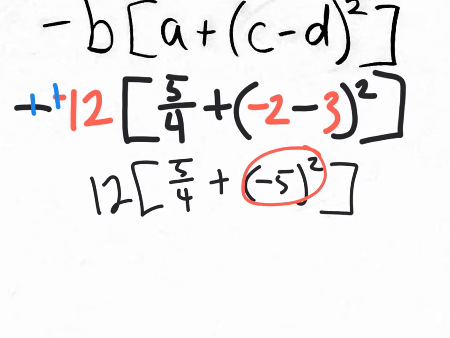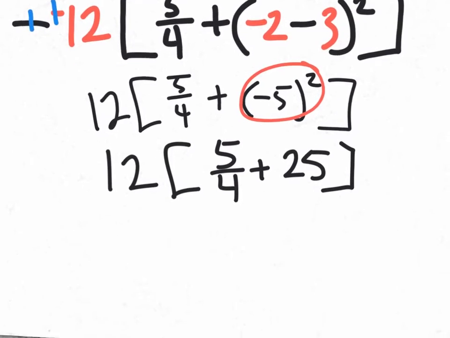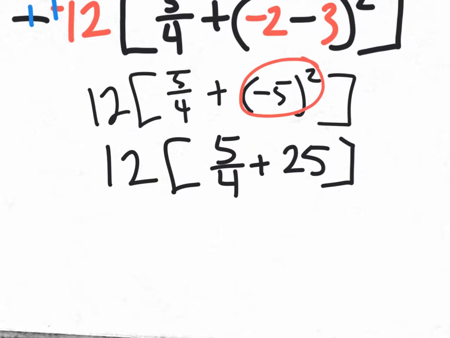So let me rewrite this thing one more time. 12 bracket 5/4 plus 25. Now at this point, you could choose to take that 25 and put it over 1, and then get a common denominator. So you'd have to change this to 4 to make it look like this 4. So this becomes 100, so you could add the 5 plus 100.